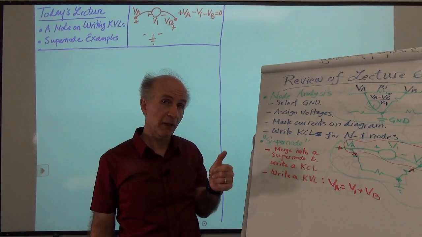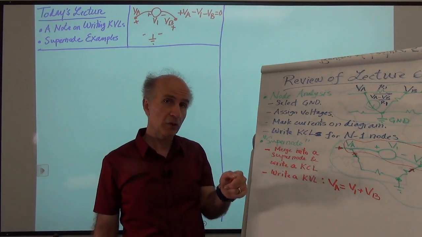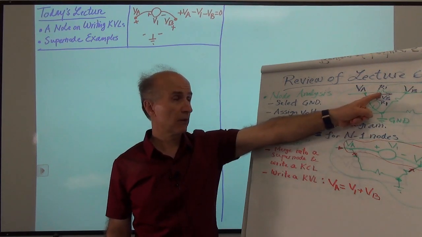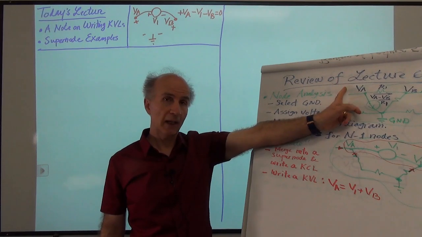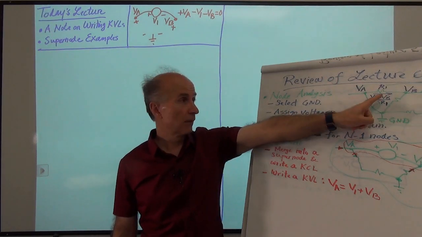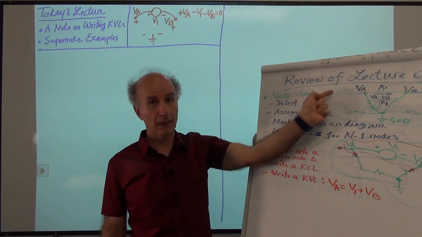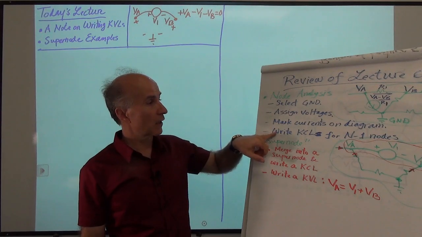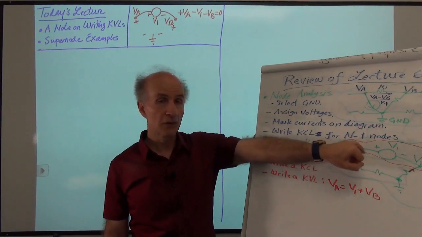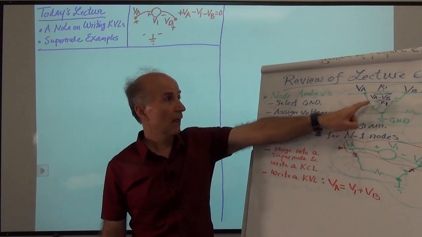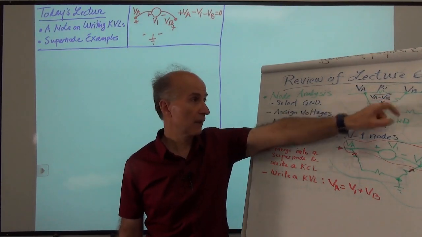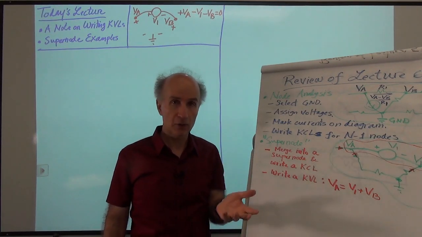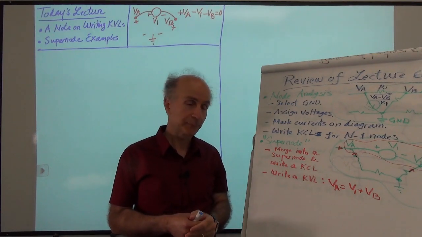In the third step, we find the current through every branch in terms of the voltages that we have assigned. So for example, the current through this resistor is the voltage on the left minus the voltage on the right, divided by the resistor. This current is going from left to right. In the fourth step, we write KCLs for all of these nodes. Now that I have all these currents, I can write a KCL here, I can write a KCL here. I end up with n minus 1 KCLs and the n minus 1 voltages, so I can solve the circuit.